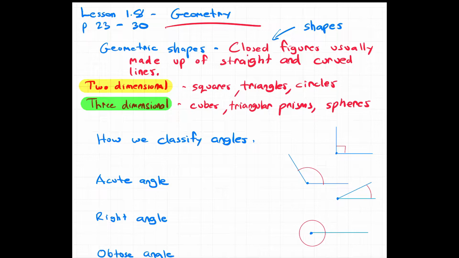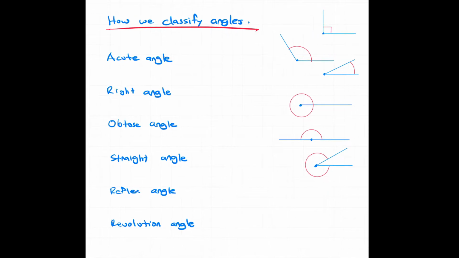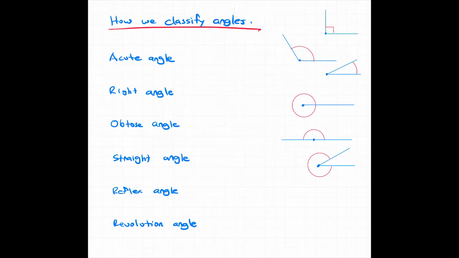So we'll start off, like I said, with two-dimensional shapes and specifically looking at angles. So how do we classify angles? Okay, well, you can see here I've got a bunch of terms to the left and a bunch of drawings to the right. So what do we know about an acute angle? Well, it's going to be less than 90 degrees. So that is this one right here.